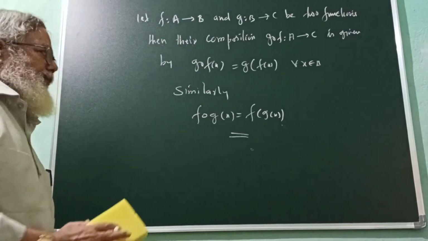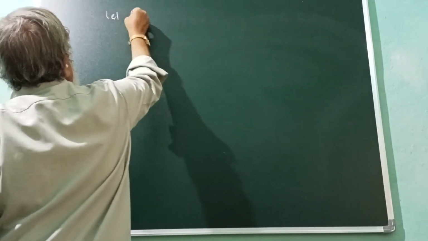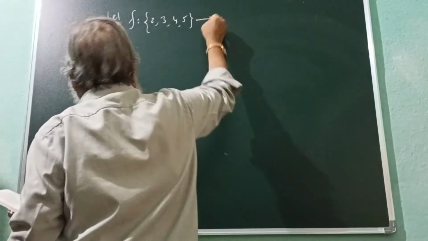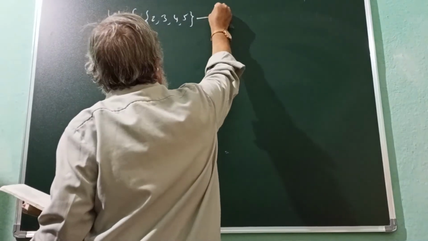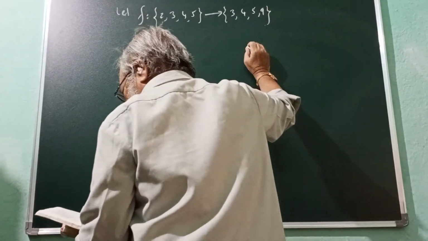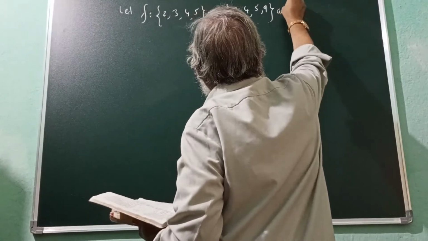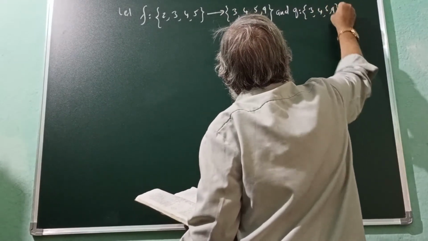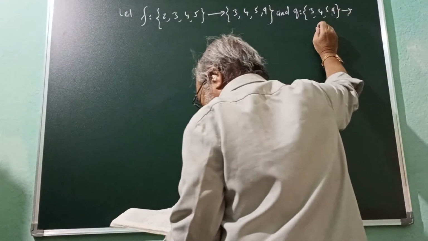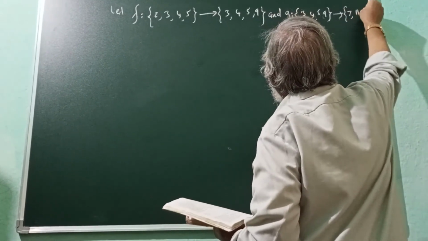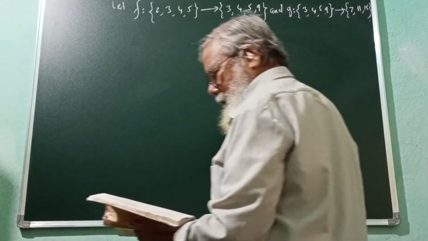Look here. f is a function from the set {2, 3, 4, 5} to the set {3, 4, 5, 9}, and g is also a function from the set {3, 4, 5, 9} to {7, 11, 15}. These are the functions defined by f and g.